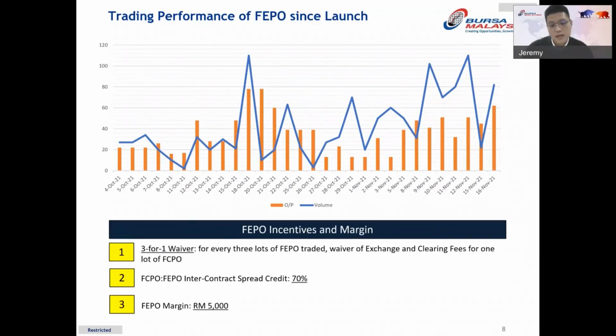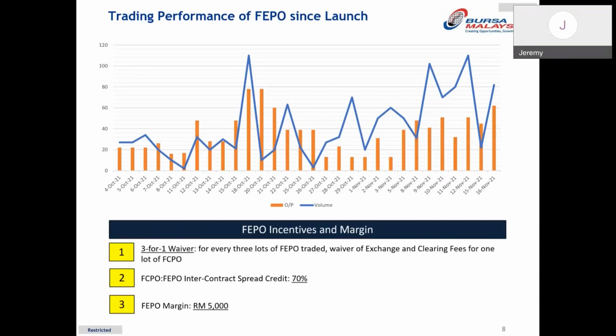Then apart from that, we also have this FCPO and FEPO intercontract spreads credit. We give 70%. What it means is, let's say you are trading a spread contract, for example, you buy 1 FCPO and you are short 1 FEPO. The margin requirement is only about 30% of each contract. So for example, 1 FEPO is 5,000 and FCPO is 6,000, so you need 11,000 for these 2 contracts. But if you are trading this spread, with the 70% reduction, it will cost you approximately 3,500 or 3,600.